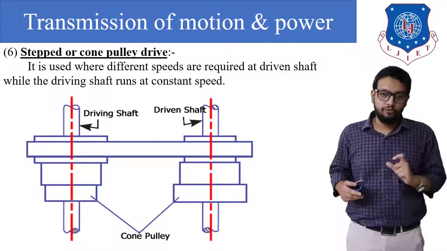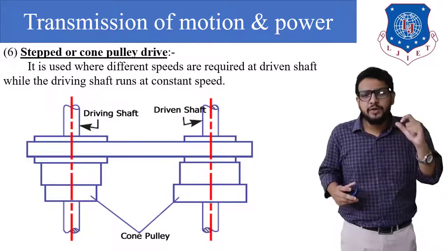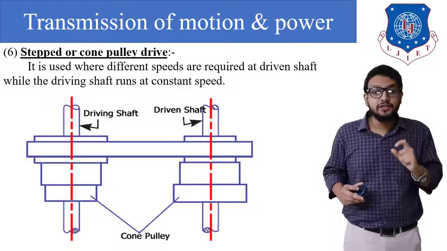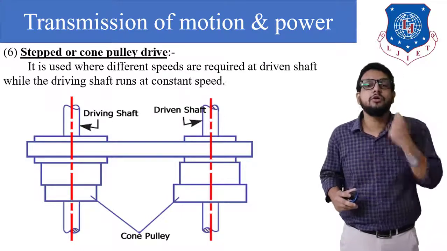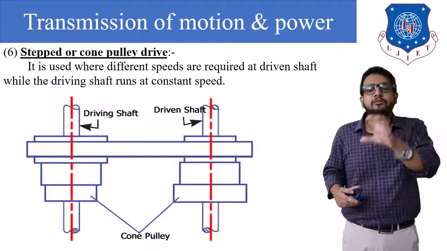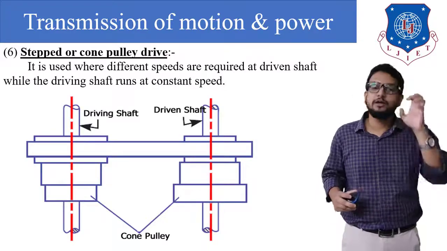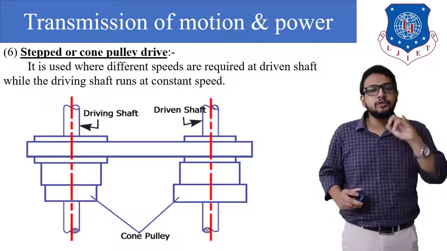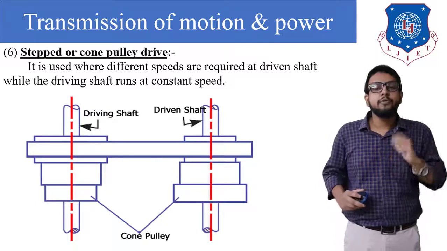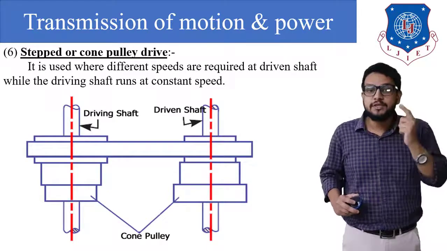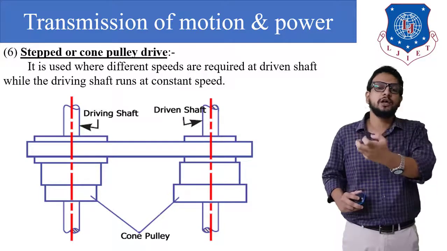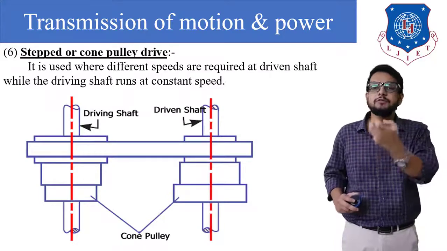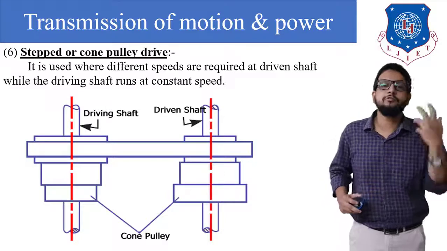Now as you can see, the belt on a driving shaft is on a bigger pulley and that on a driven shaft is on a smaller pulley, which means if a driven shaft is a machine shaft and a driving shaft is a motor shaft, in this case I am going to step up the speed of a driven shaft. That is, the speed will be increased on a driven shaft. Why? Because on a driven shaft a smaller pulley is there, on a driving shaft a bigger pulley.